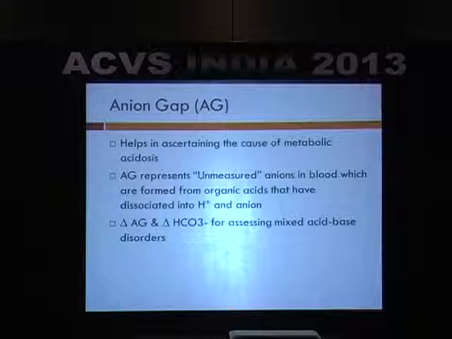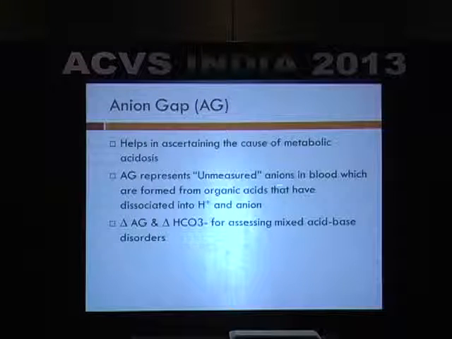So before going to the interpretation, we should also understand the concept of anion gap. We have two different types of acidosis. One is the high anion gap acidosis, and the other form of acidosis is normal anion gap acidosis. What does anion gap mean? Basically, it represents the unmeasured anions in the blood. Unmeasured meaning to say that these are not routinely measured during our routine ABG analysis.